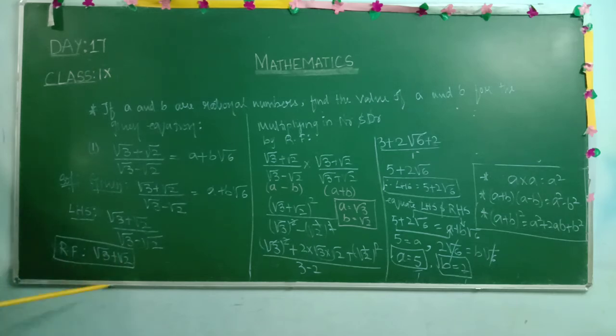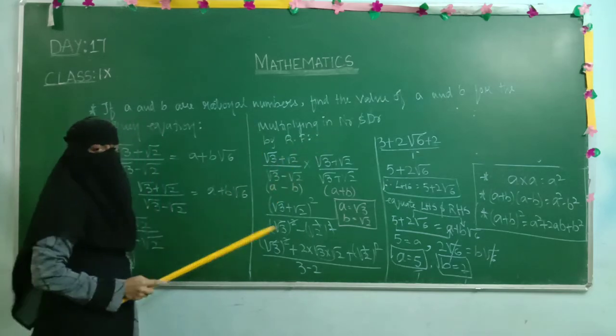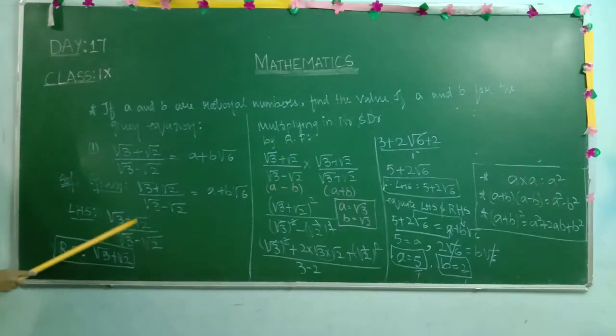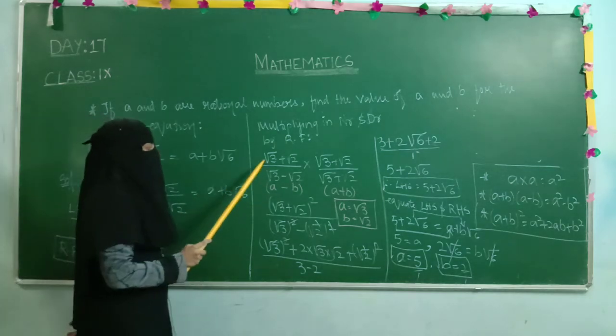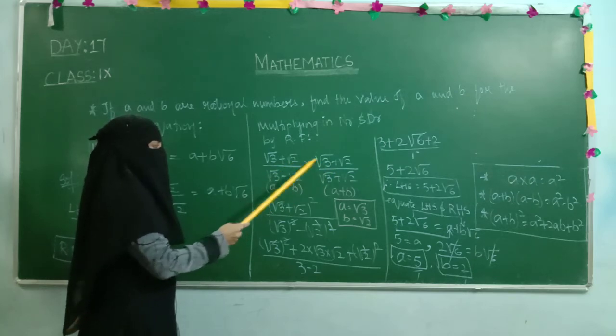We got it. Now after that, we multiply the numerator and denominator by the rationalizing factor. To whom are we multiplying? To the LHS part. This is your LHS part. Now we have done with that. So we are observing here root 3 plus root 2, root 3 plus root 2. Both are the same.